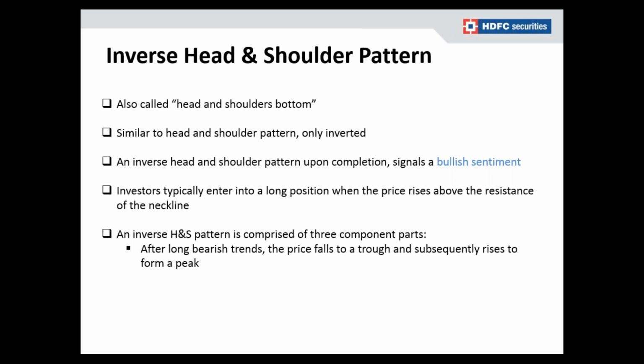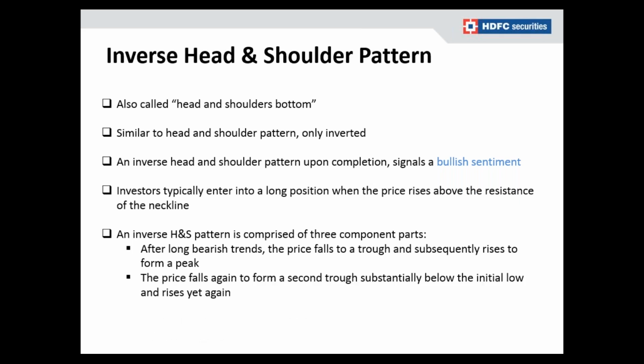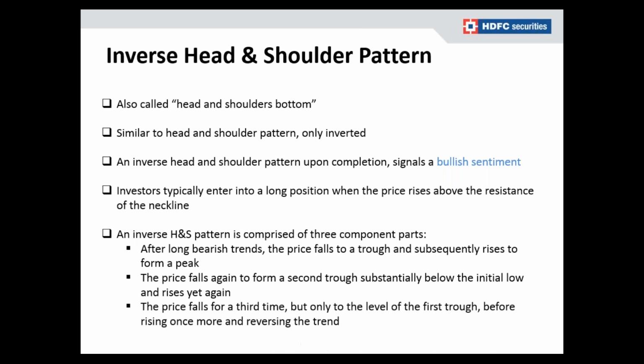After that peak, the stock will again fall down to form a second trough. And this time, the fall has to be lower than the previous low it had made. Now from there, again it will make another rise, before giving that breakout above the neckline that you have. So this becomes an inverse head and shoulder.